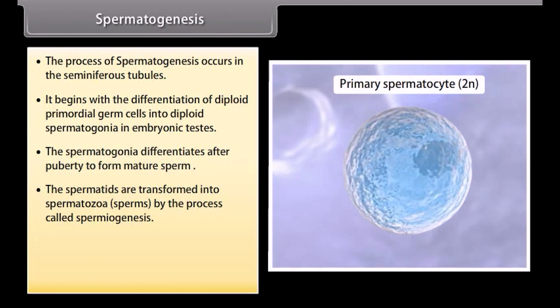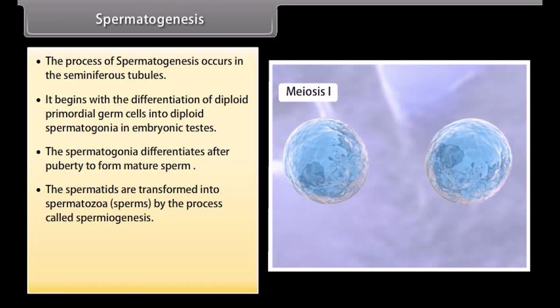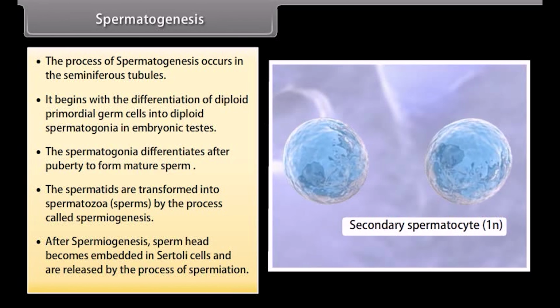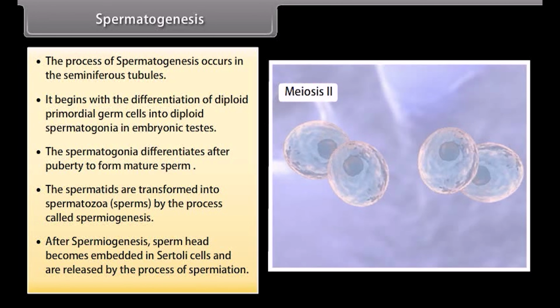The spermatids are transformed into spermatozoa or sperms by the process called spermiogenesis. After spermiogenesis, sperm heads become embedded in Sertoli cells and are released by the process of spermiation.